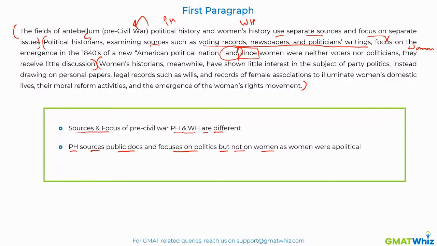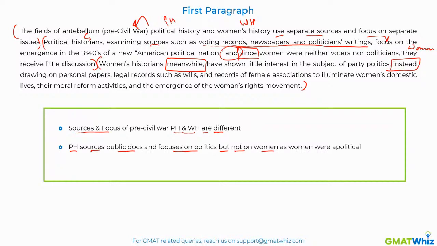Okay. The last sentence, likewise, I again have women's historians, and I'm right. The author is segregating field by field and trying to tell us probably what is different. Meanwhile is a transition word. It tells us, okay, this is going to be something happening simultaneously. Have shown little interest. Little interest is equal to no interest in the subject of party politics. So they are different in terms of, they are interested in politics. These people are not interested in politics. Instead, what are they interested in?